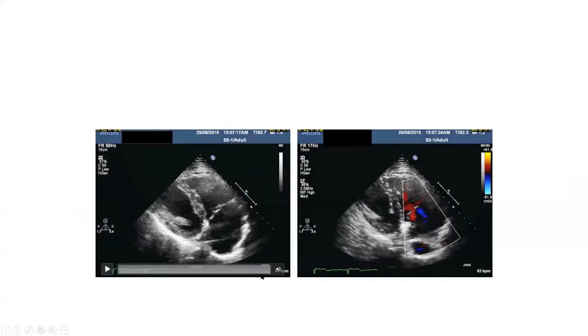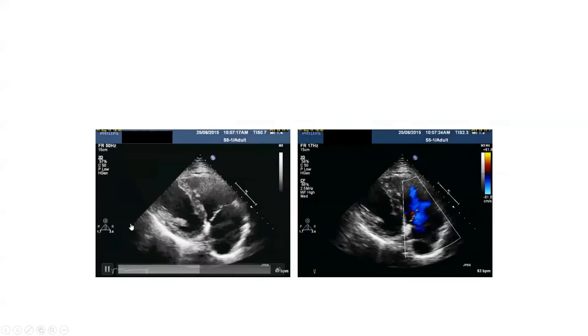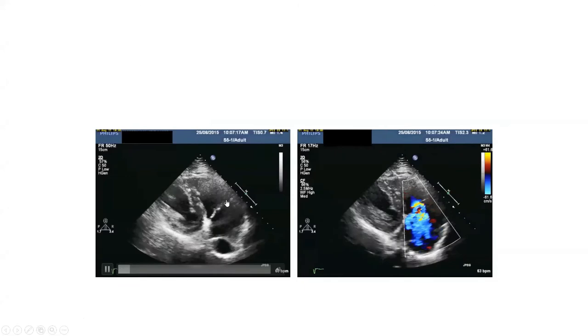History of rheumatic fever, history of coronary angiogram, history of trauma, history of renal failure, history of systemic disease. So back to the echo. What does this echo show? It's a bit tough, but let's focus more on the tricuspid valve. Focus more. What do you see?